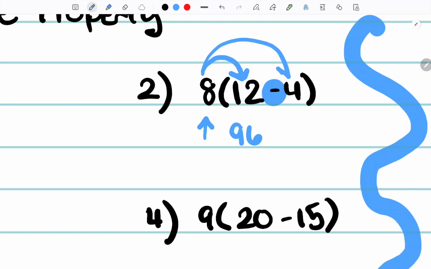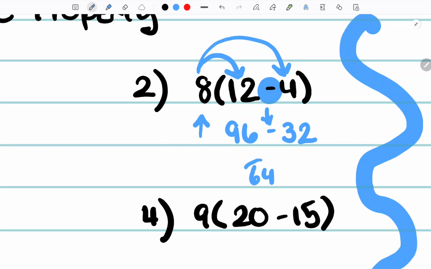Next, we want to multiply the next number. So 8 times negative 4 is negative 32. Do not forget that negative, because it will completely change your answer if you just put positive 32. Okay, always remember to bring your sign down. Okay, so what is 96 minus 32? And that gives you 64 as your final answer. So you should get 64 while solving this problem for the distributive property.